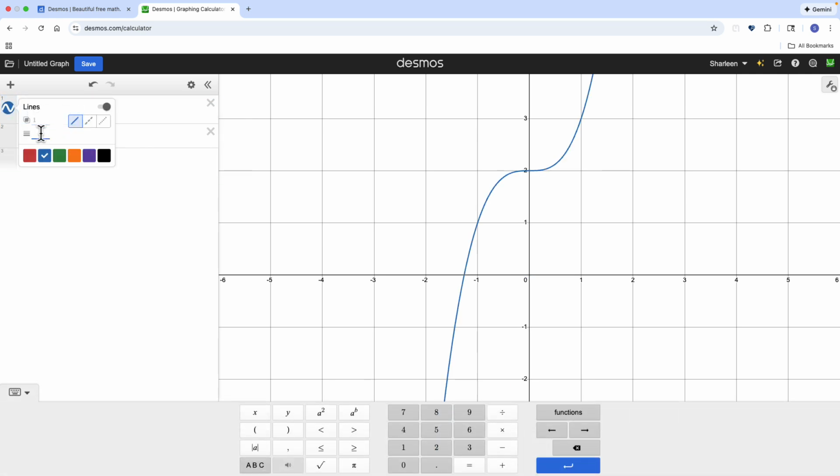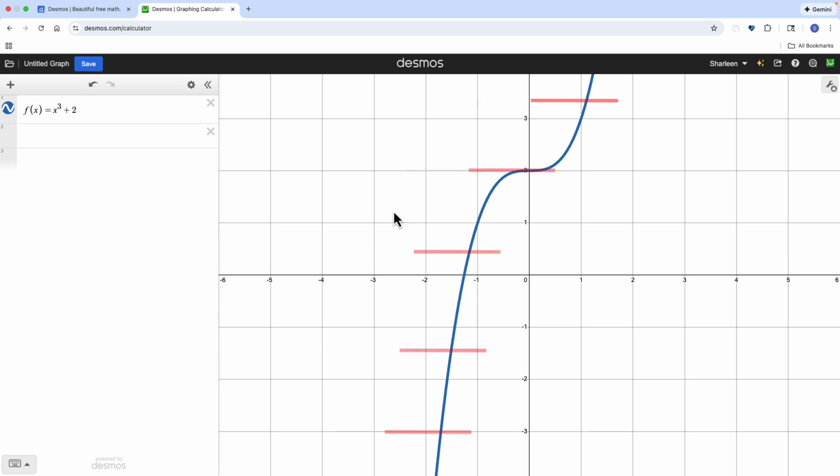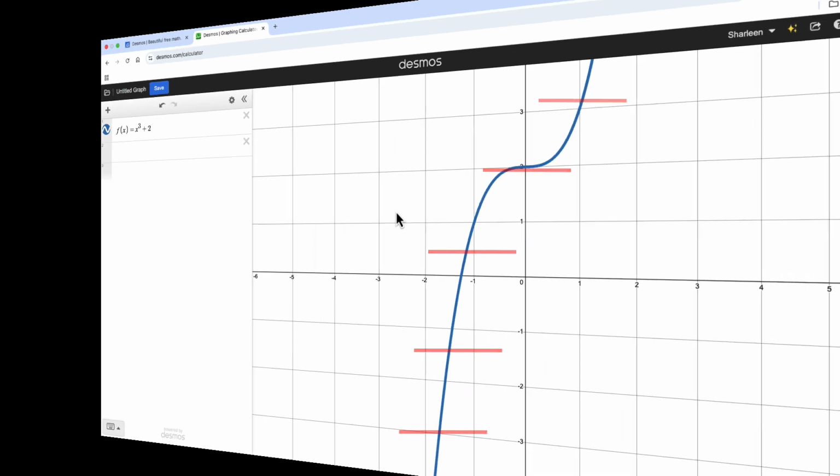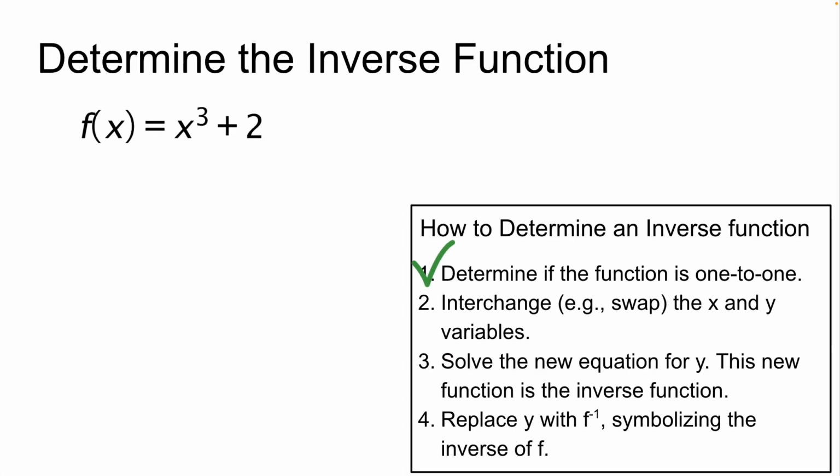I'm just going to increase the thickness of our function so it's easier to see. If we draw horizontal lines through this function, we would see that every horizontal line touches the graph at most one time. So this function passes the horizontal line test. That means that it is 1 to 1, and since it's 1 to 1, this function is invertible. So step 1 passes. The function is 1 to 1.